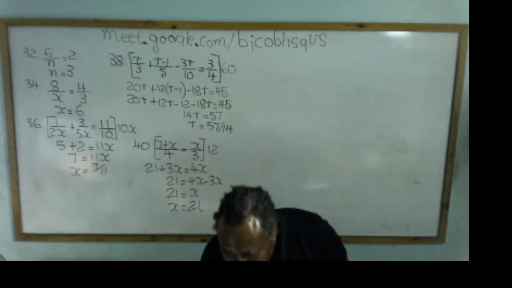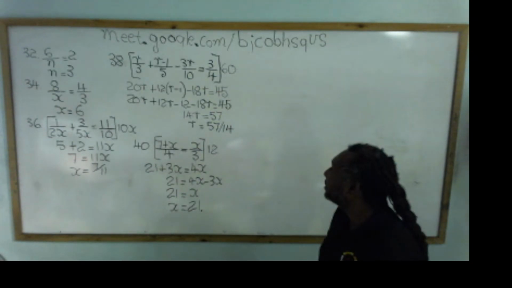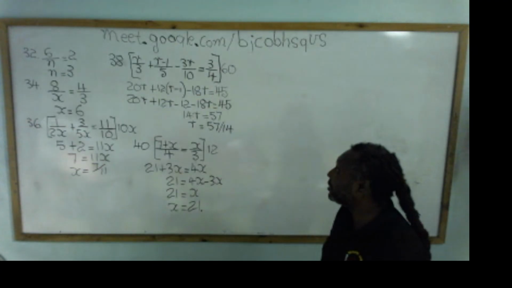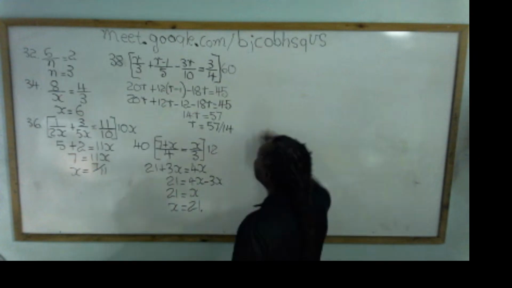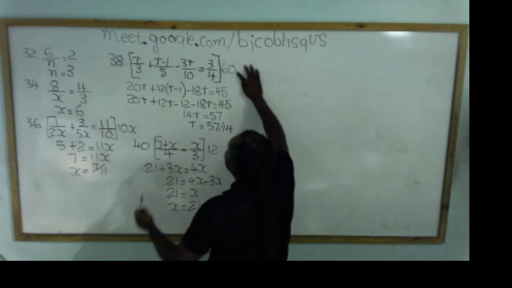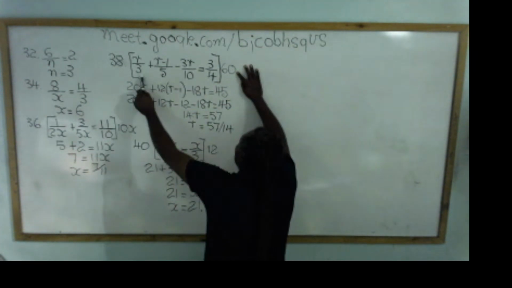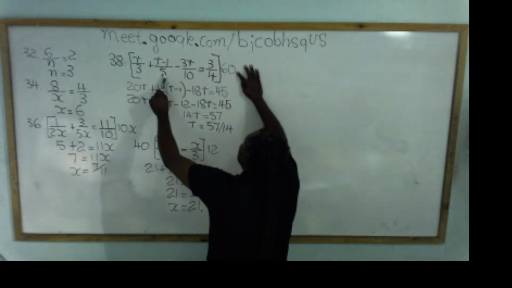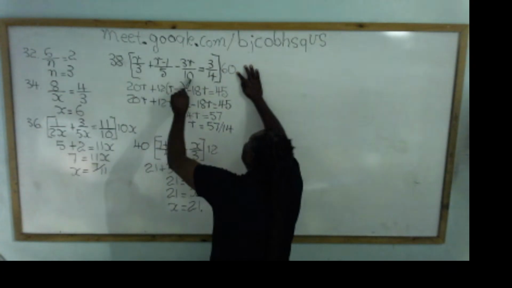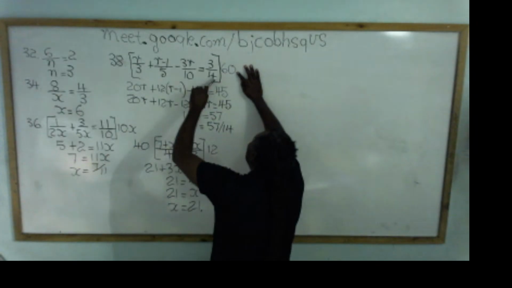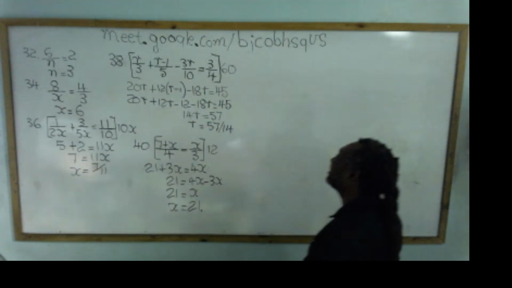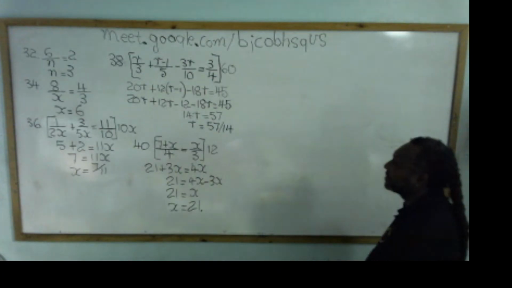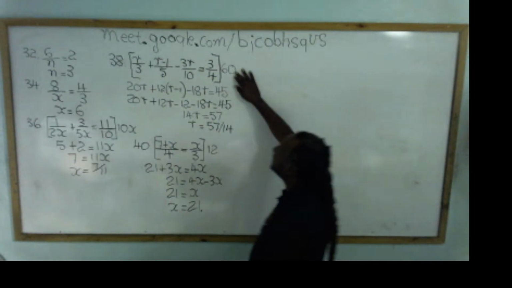So let me see if I can find where it is. Number 38. I'm not going to write it over for sure. For number 38, we have to multiply by a number. 3 should be able to go into it, 5 should be able to go into it, 10 should be able to go into it, and 4 should be able to go into it, all without a remainder. And that number is 60.